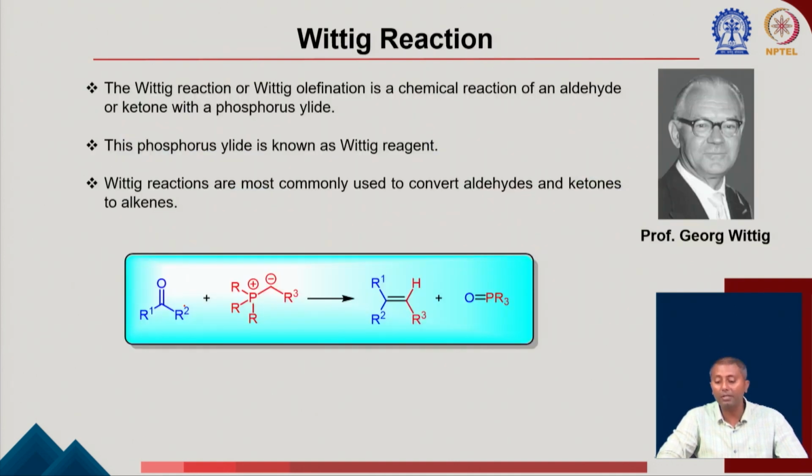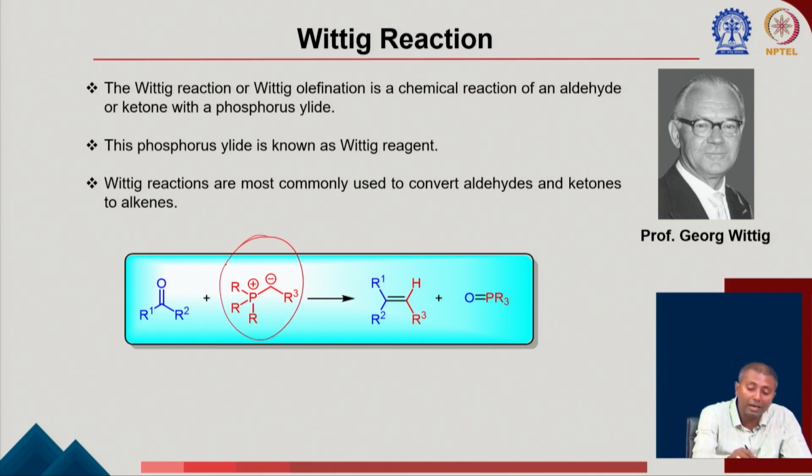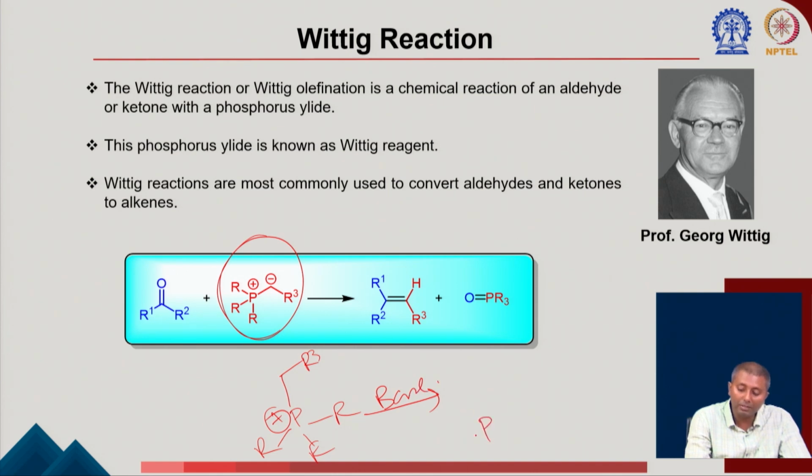I am going to start with a very important reaction developed by Professor Georg Wittig, the Wittig olefination reaction. We talked about this ylide one slide before: you can make the phosphonium salt. If you have this phosphonium salt and now use a base, this is going to generate the ylide. In this ylide the carbon is a carbanion and the phosphorus has a positive charge.